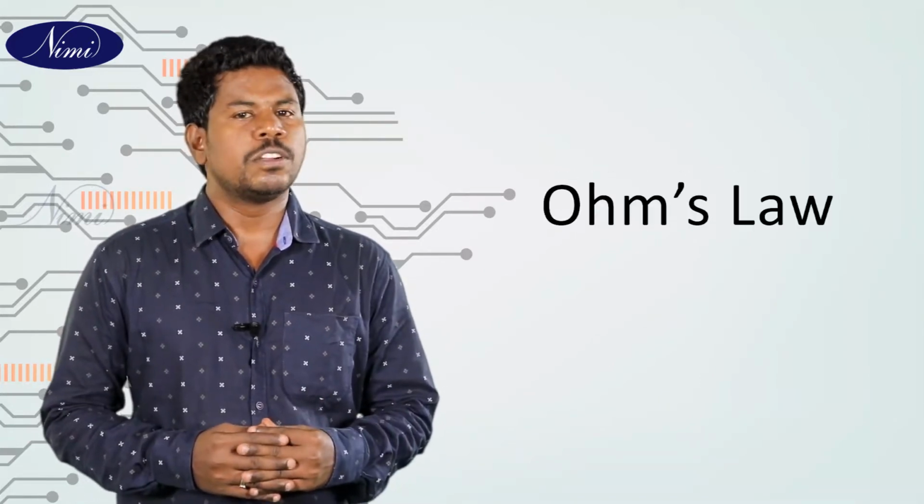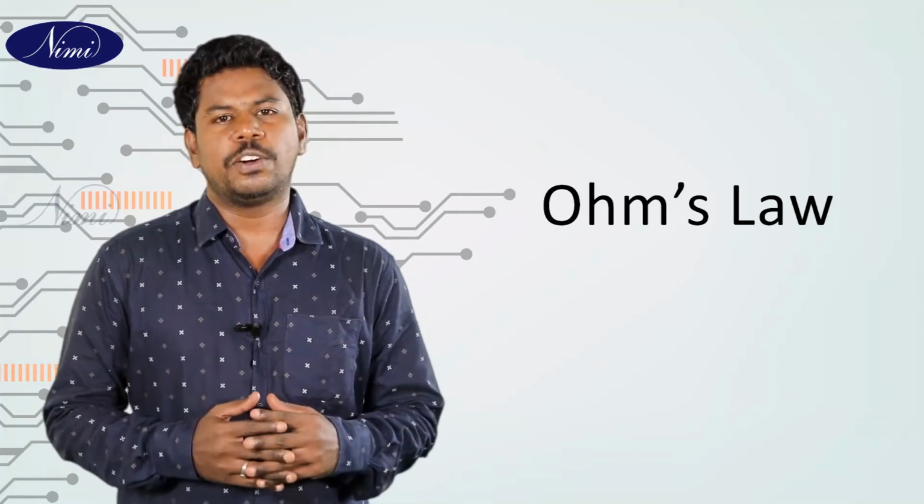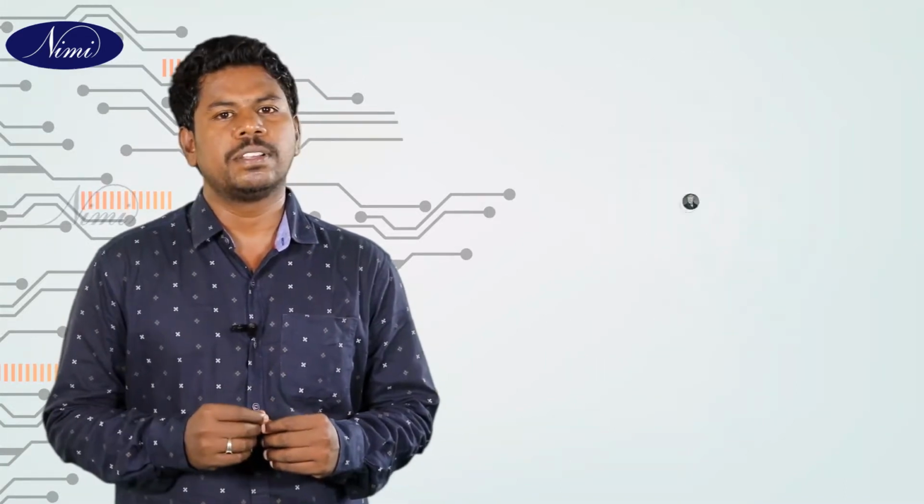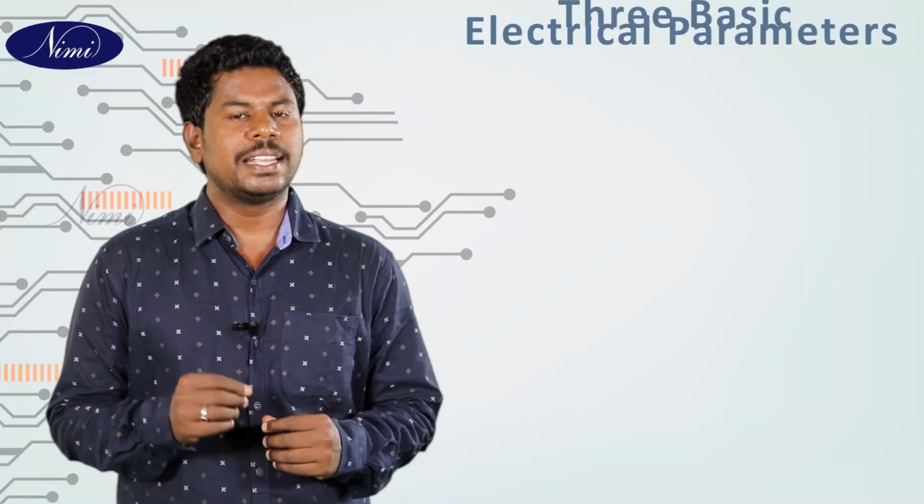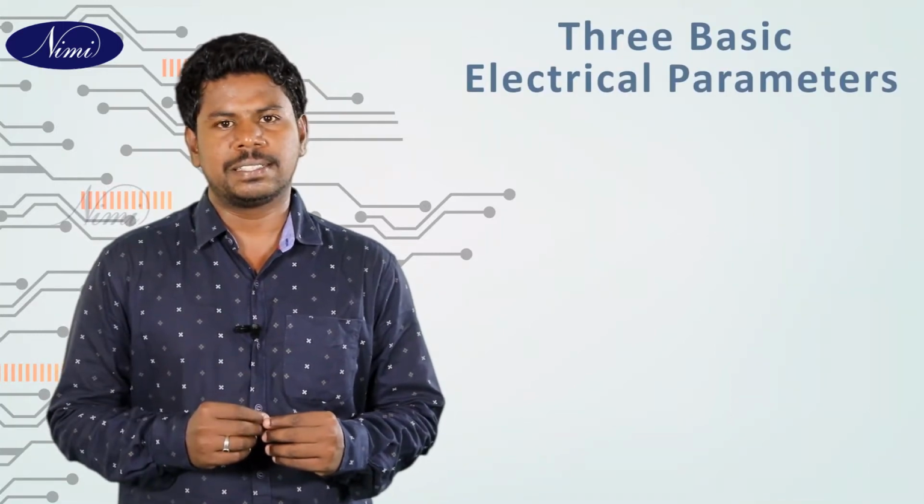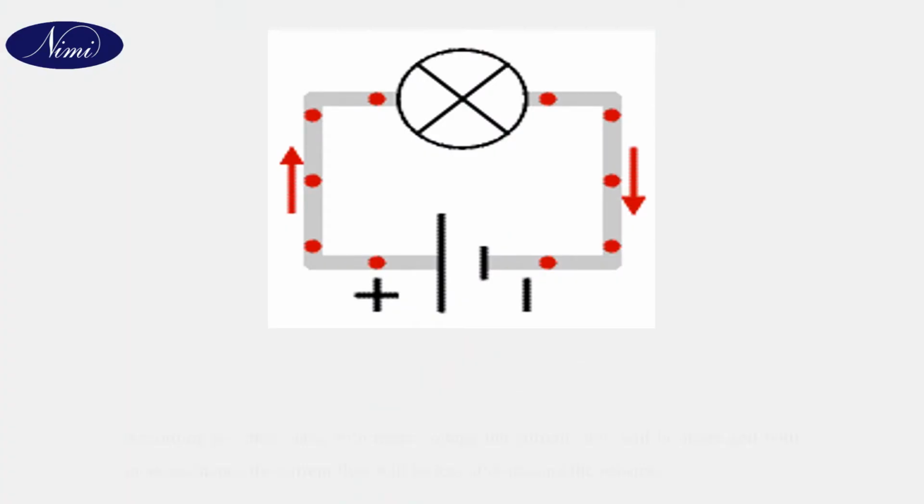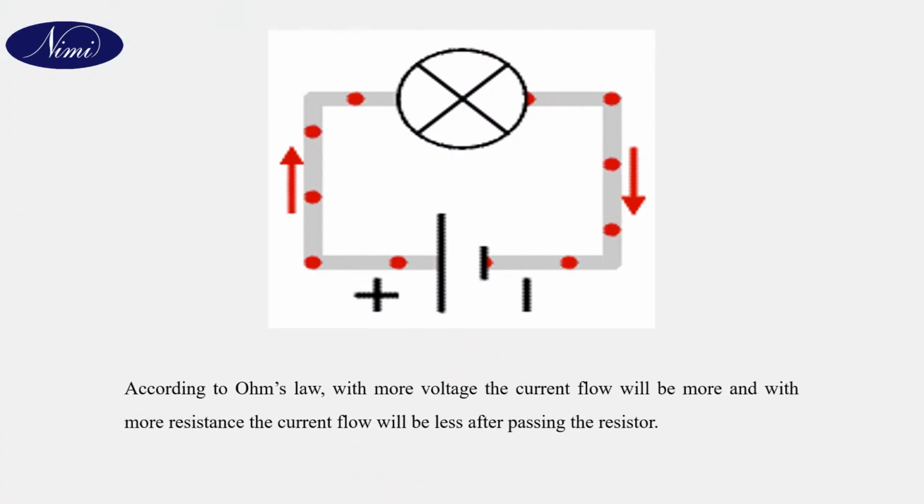Today, we are going to discuss Ohm's law. Ohm's law is a very basic law in electrical engineering. This law was discovered by Sir George Simon Ohm. He gave the relationship between three basic electrical parameters. They are voltage, current, resistance. According to Ohm's law, with more voltage, the current flow will be more, and with more resistance, the current flow will be less after passing the resistor.